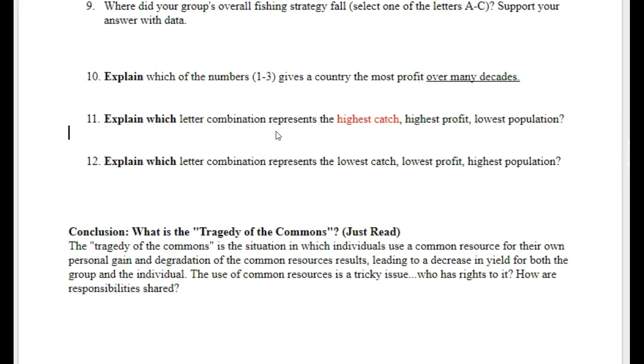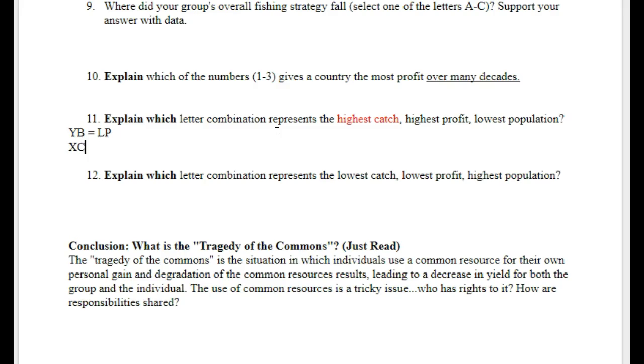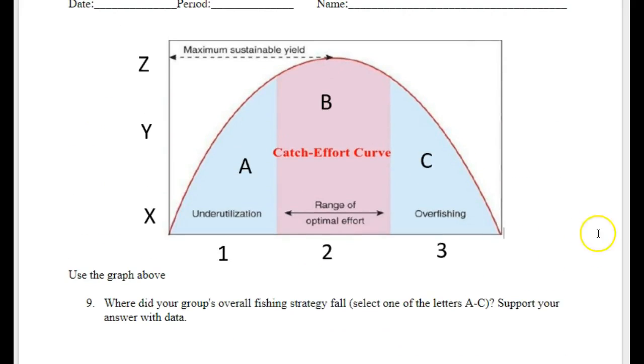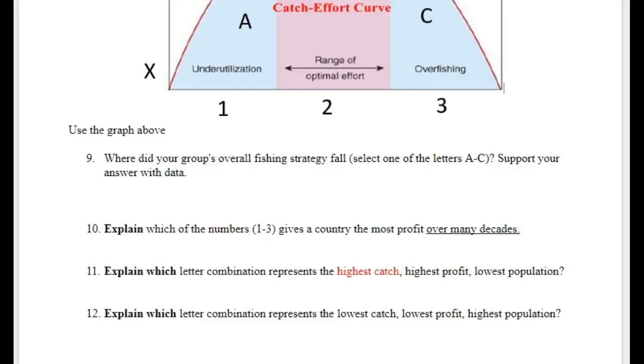So what I shouldn't see, and just looking over, is something like Y and B equals low profit, X and C equals high profit. It's only one combination. So again, I should only see one combination that gives me the highest catch, the highest profit, but now the lowest population. So if I'm looking at my graph, again, what combination? Z and C, Z and B, Z and A, or Y and B, Y and C, X and C, X and A. Which combination made me the most money? I got the most fish, but now I've left a very, very small population. That's what I need to know.